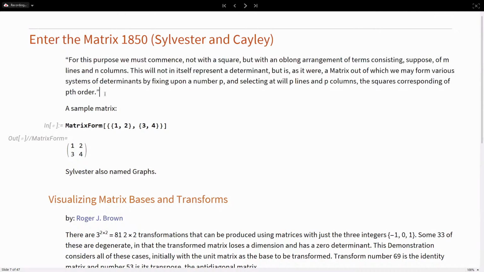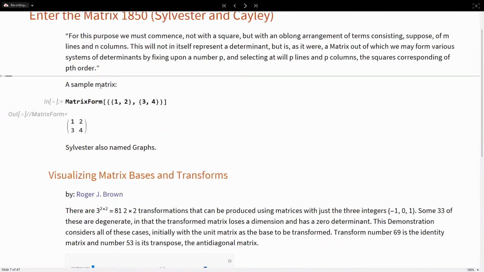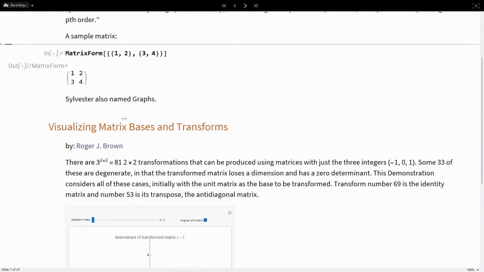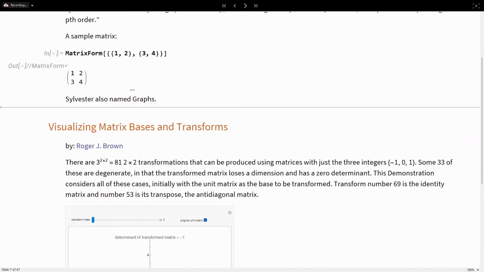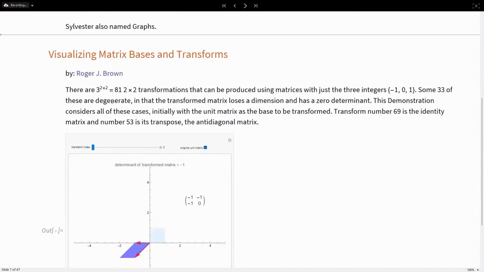And here's one of the first paragraphs from Sylvester and Cayley. "For this purpose, we must commence not with a square, but with an oblong arrangement of terms." And they explored things like determinants and what could be done with them. So Sylvester then later named graphs as seen in graph theory.